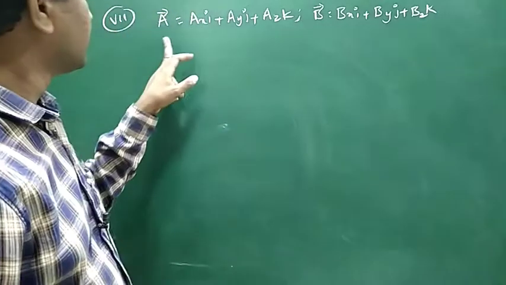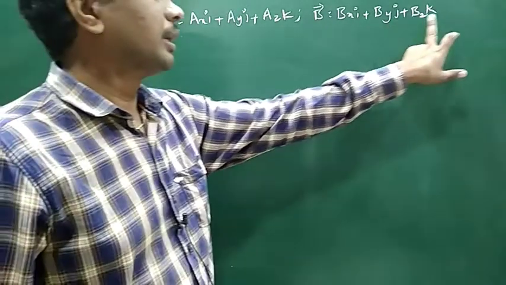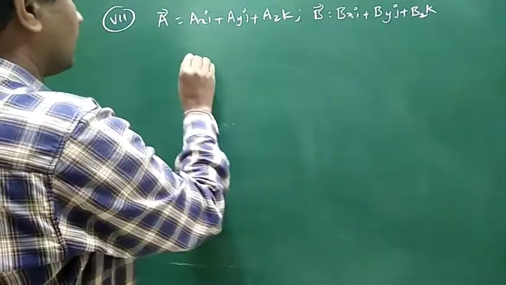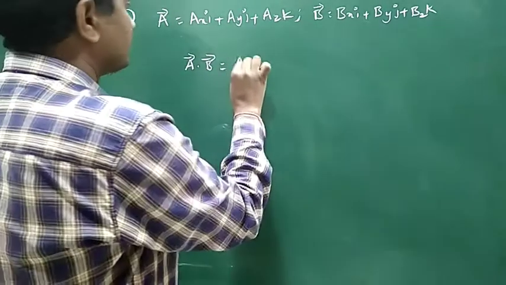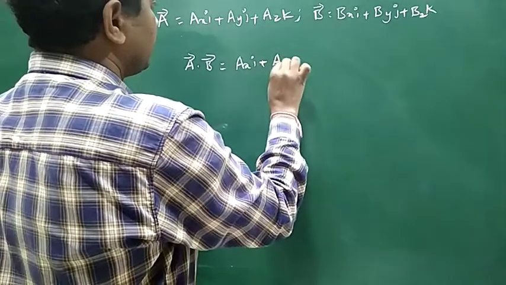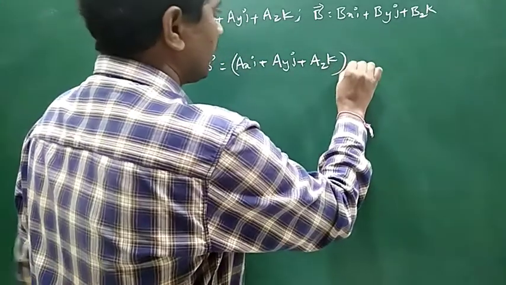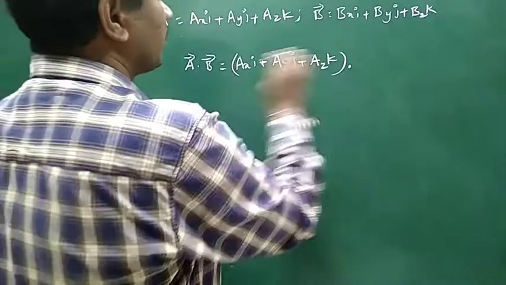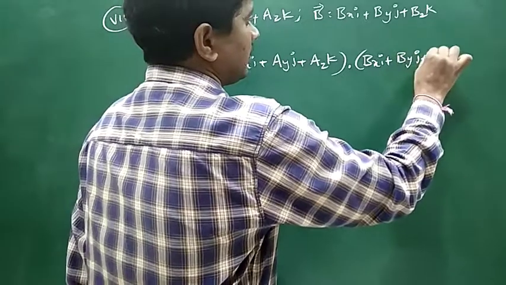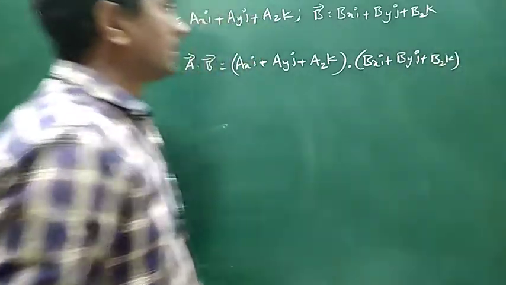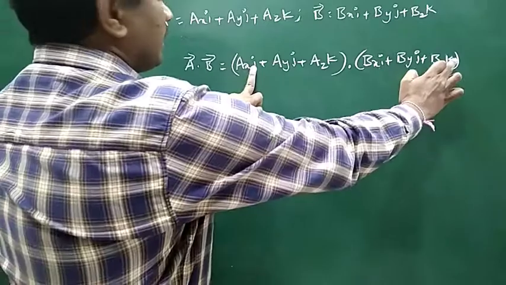The next property: a bar is equal to ax i, ay j, az k, and b bar is equal to bx i, by j, bz k. The dot product of two vectors, a bar dot b bar, dot means multiplication: ax i, ay j, az k multiplied by bx i, by j, bz k. The multiplication directly: i dot i is equal to 1, next one, i dot j equal to 0.